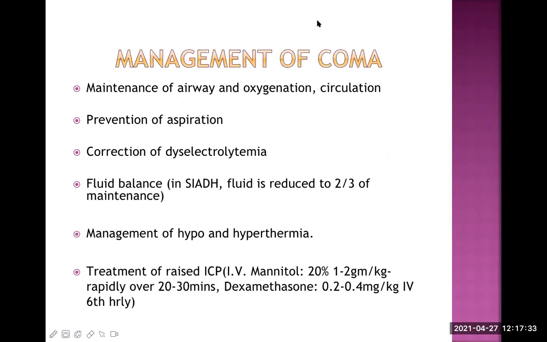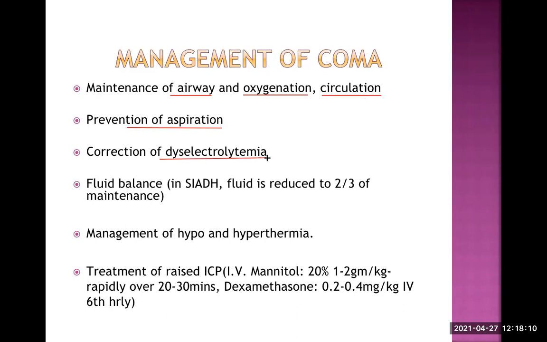Maintenance of airway is the first thing here, because the patient cannot protect the airway in case of comatose state. Gag reflex is absent, and anything can be easily aspirated down into the airway. That is known as maintenance of airway. And proper oxygenation is checked whether it is there or not, and then check for the circulation as well. Prevention of aspiration is done by endotracheal intubation. That is the best way. Cuffed endotracheal tube is kept there.